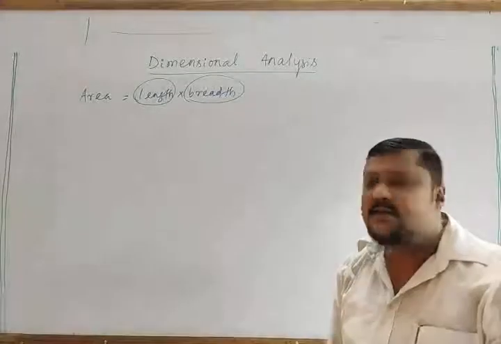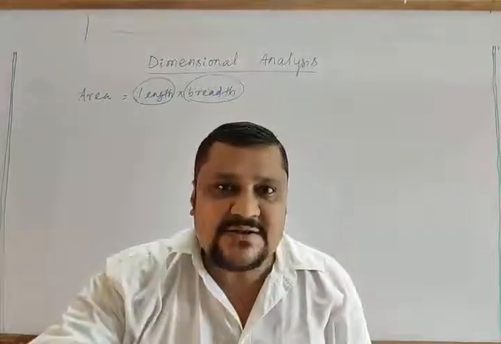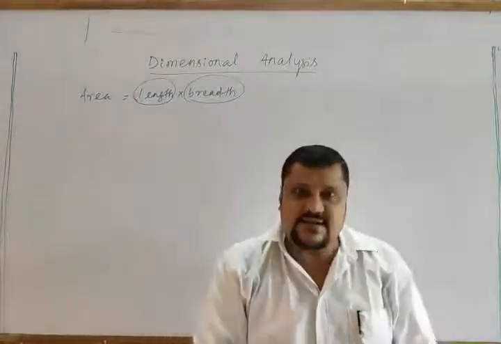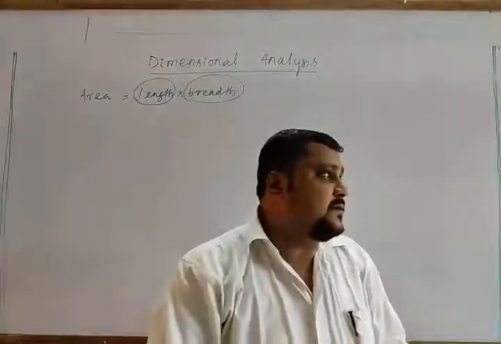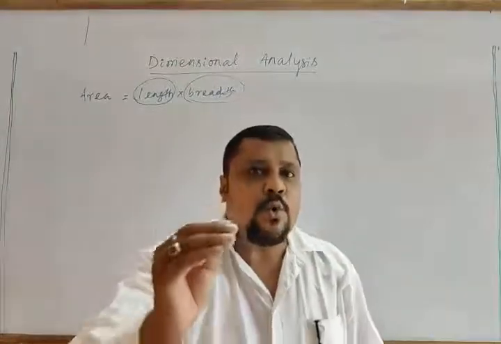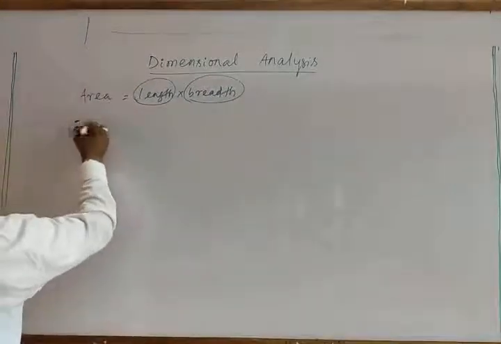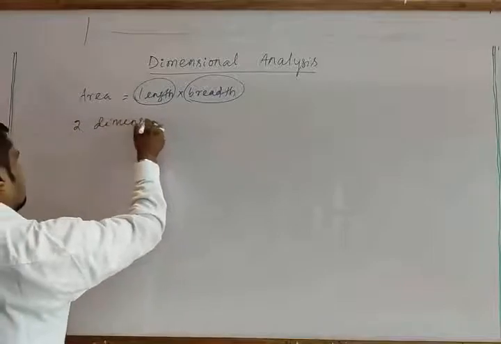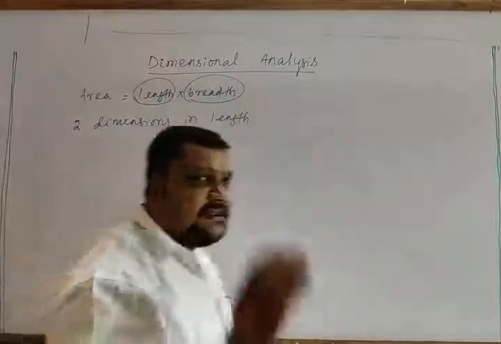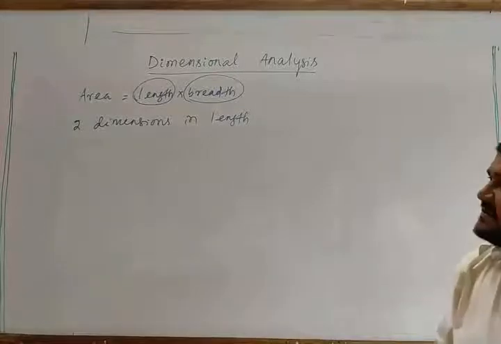Breadth is also a length. So 2 dimensions in length means to get this area, length should be multiplied 2 times. Two times you measure the length. One is the length, and the breadth means 2 times you are measuring the length, and you are raising that 2 times. So this is the dimension, you will say 2 dimensions in length. So you will write 2 dimensions in length. Clear? 2 dimensions in length.